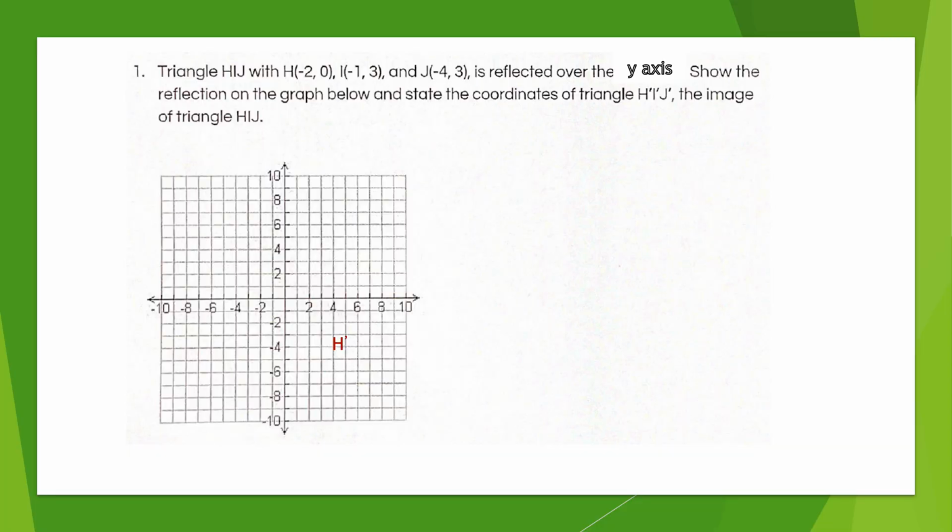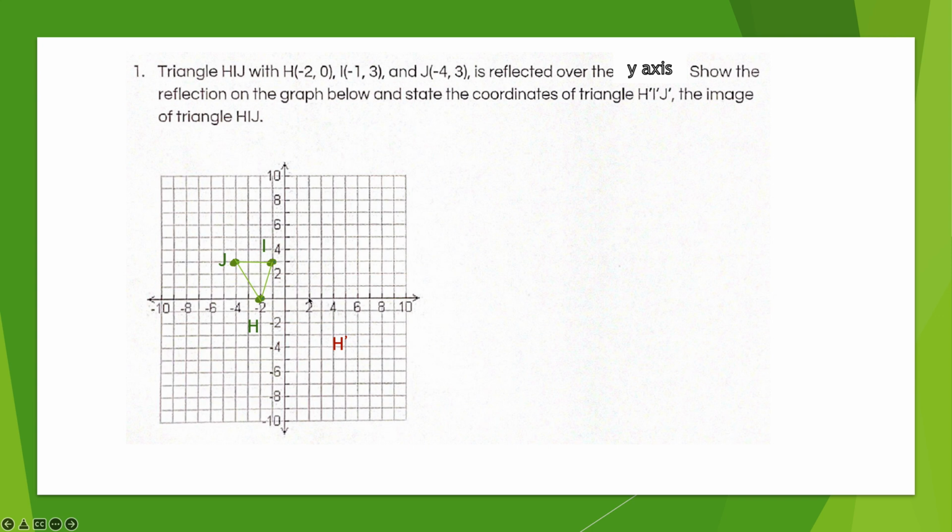Okay. Now we have triangle HIJ with those coordinates. So there's triangle HIJ, and we draw the lines that connect them. Now this time we're going to reflect over the y-axis, not over the x-axis. So if I reflect over the y-axis, it's what I like to say, count and repeat. So let's start with H here. I'm going to count 2 places, 1, 2, and then repeat, 1, 2.